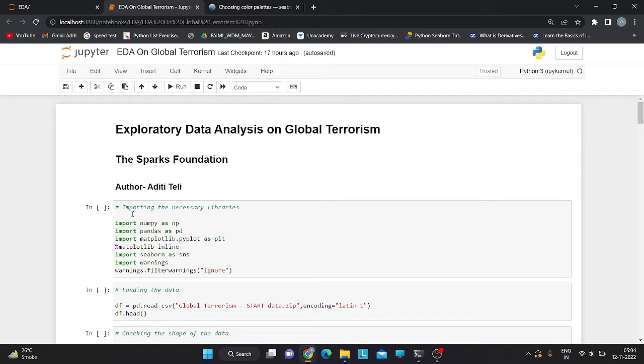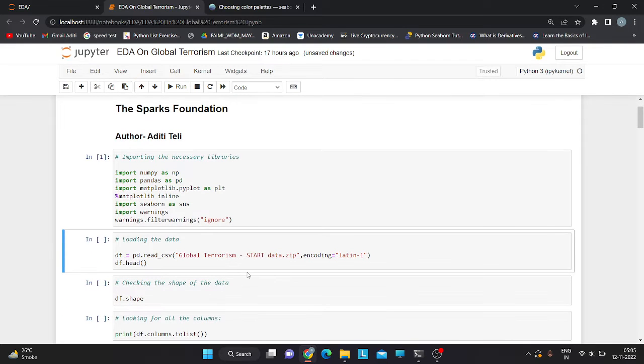First we will import the necessary libraries. Here I have imported NumPy, Pandas, Matplotlib and Seaborn for visualization, and imported warnings because sometimes there are unnecessary warnings which are coming. So to avoid that we import warnings and we ignore those warnings. Now let us just run this cell. The cell got executed. Now let us load the data.